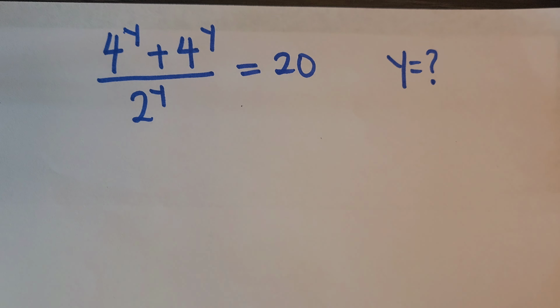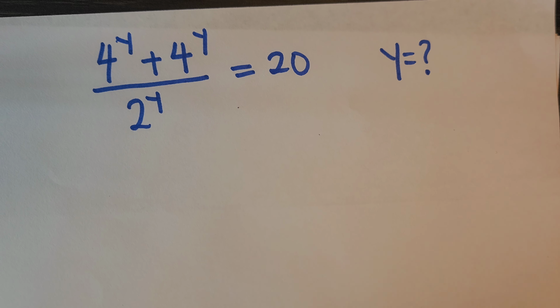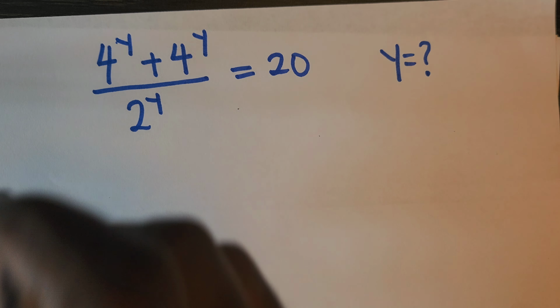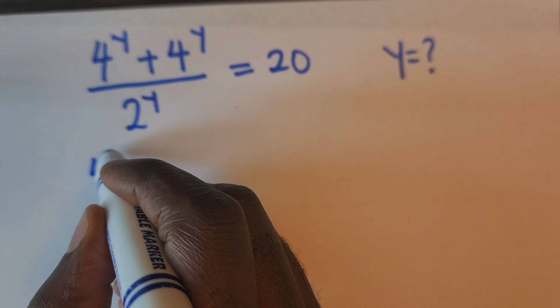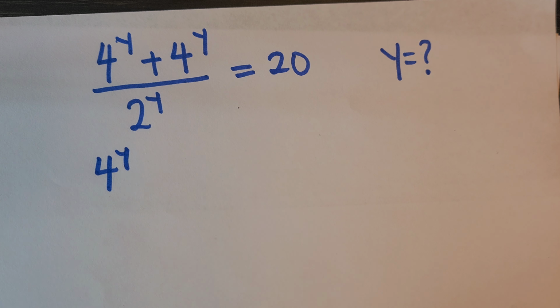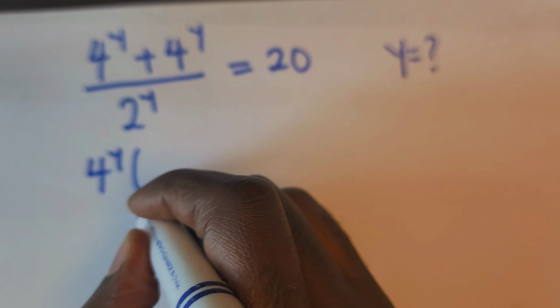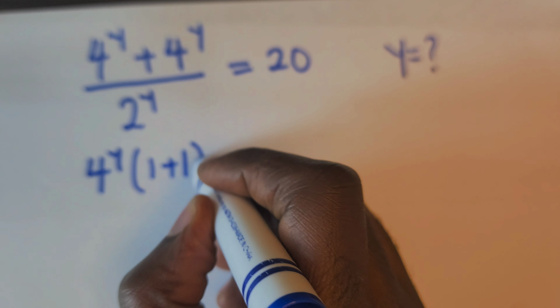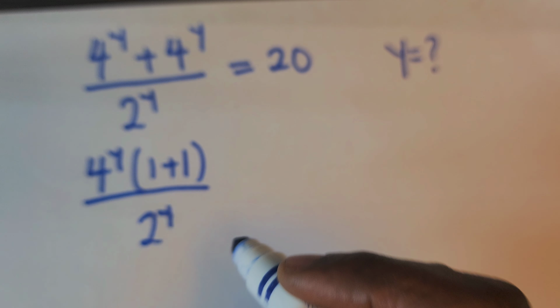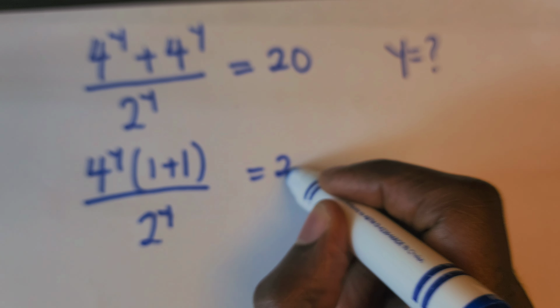In this video, we want to solve for the value of y. Now, to do this, looking at this problem, we can write this given equation as 4 to the power of y, and in parentheses, here we have 1 plus 1 divided by 2 to the power of y, which equals 20.